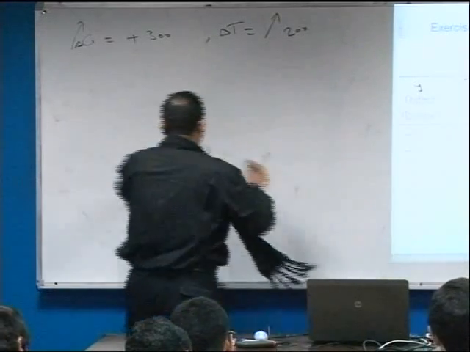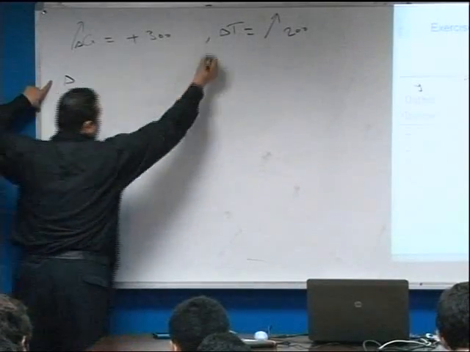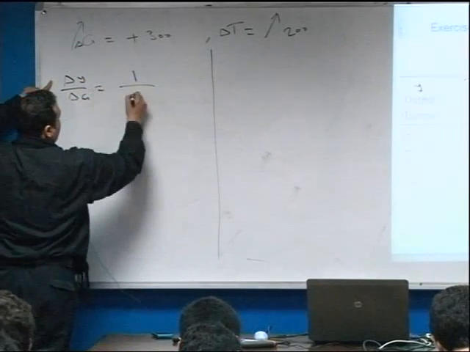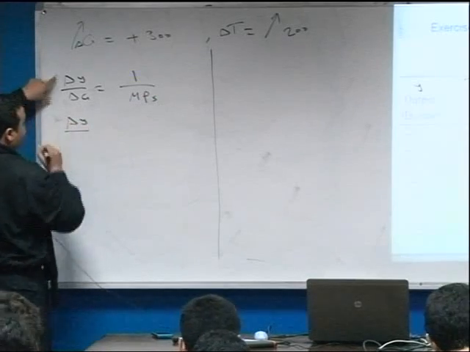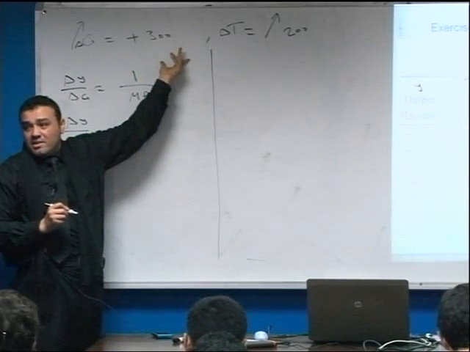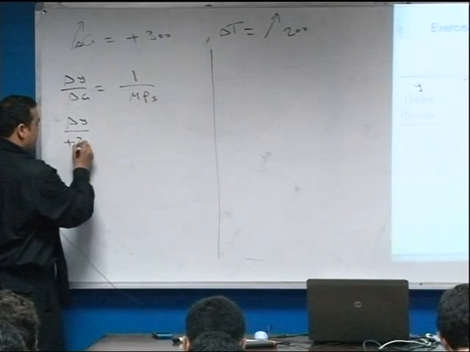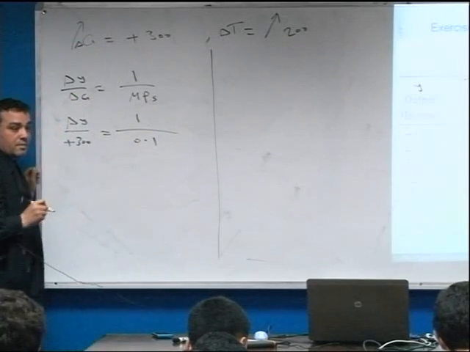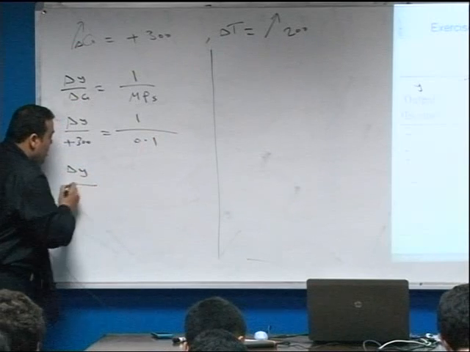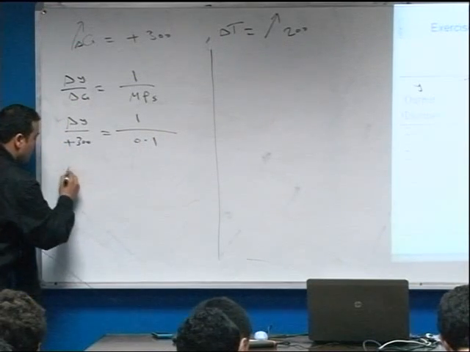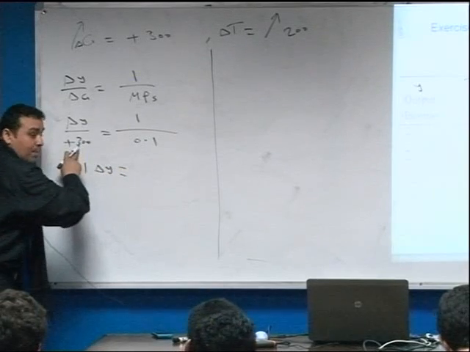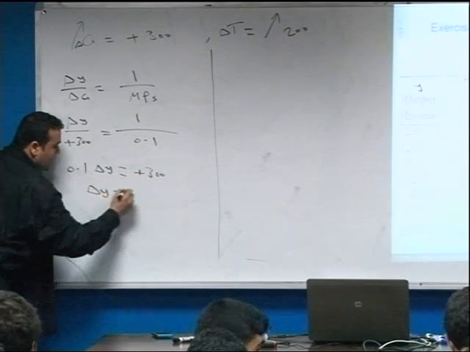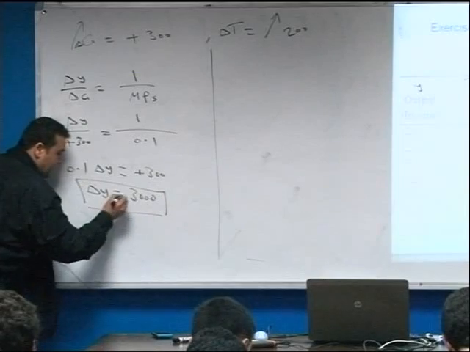Right? So, in the first case, when we use the government spending multiplier, delta Y over delta G equals 1 over MPS. So delta Y over delta G, we have a change in the government spending by positive $300 million, equals 1 over MPS 0.1. Right? So 0.1 delta Y equals positive 300 times 1. So delta Y equals $3,000 million positive.